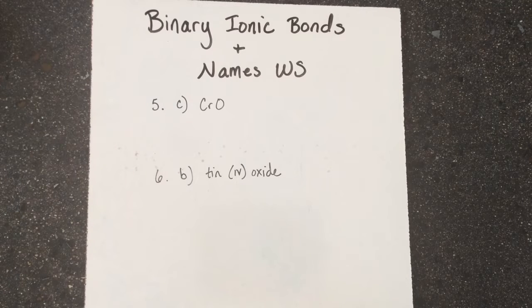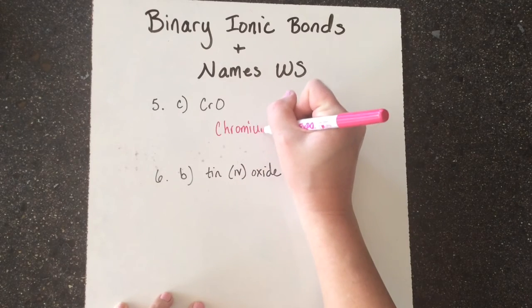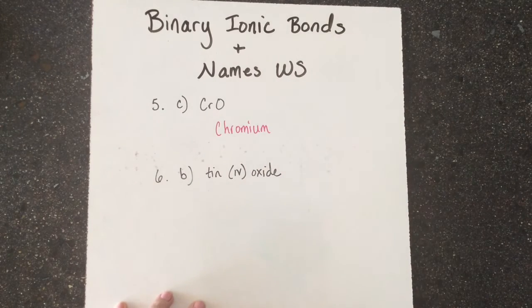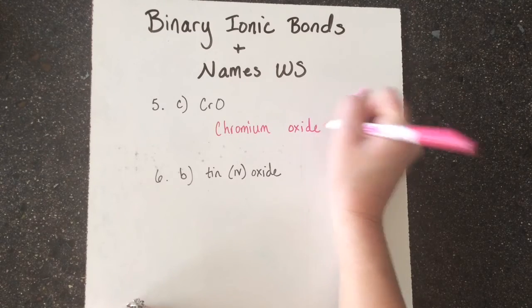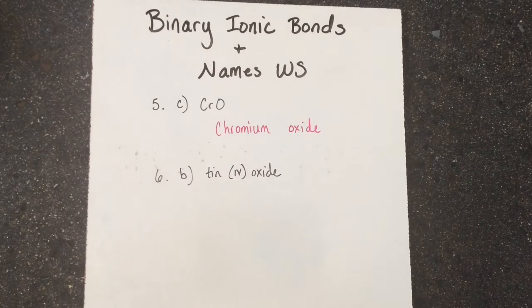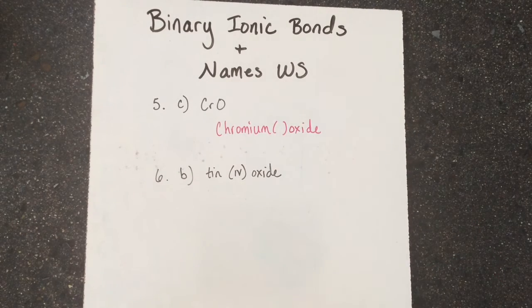For the first one, 5C, the first thing you would want to start with is writing out the names of each of the elements that make up the compound. Looking at the periodic table, we see Cr is for chromium, and then O is for oxygen, but with all nonmetals, we change the ending of the second one to -ide, so this is oxide. Now, looking at the location of chromium, it's in the transition metals, which means I am going to have to put Roman numerals to indicate what the charge of chromium is.